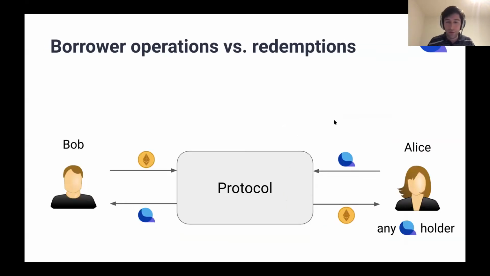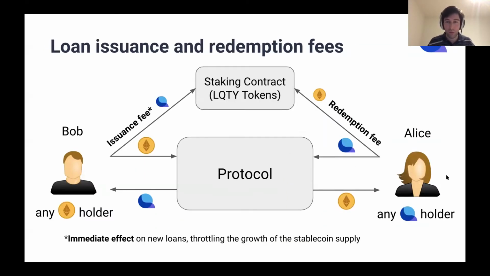So now, we have those two operations on both sides, and what we do, as I mentioned, is take fees. The system charges a one-time issuance fee, a borrowing fee basically, which is a percentage of the amount that you borrow. And it also charges a redemption fee on the amount that gets redeemed by whoever is redeeming. And the two fees are collected in a staking contract, and the fee revenue is paid out to the holders of a secondary token called the Liquity token. They capture the revenue generated by the system.